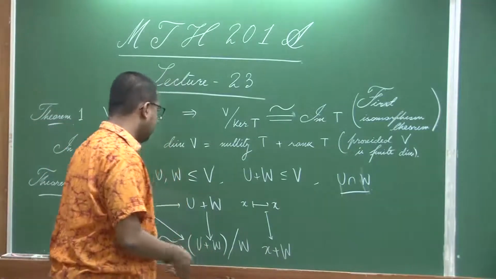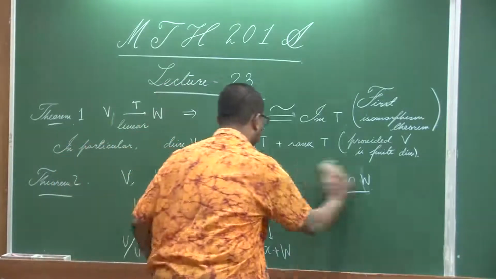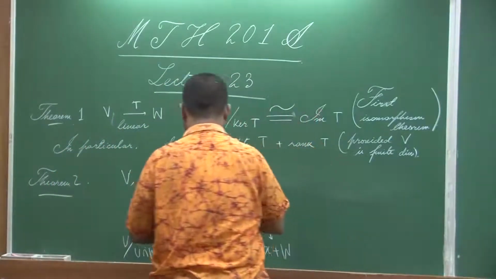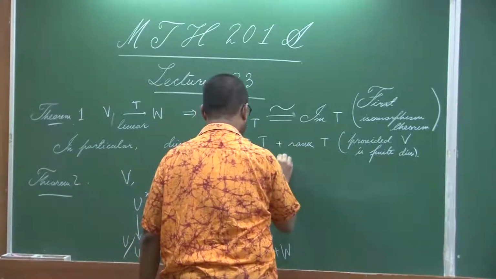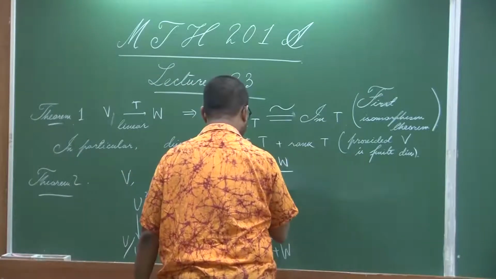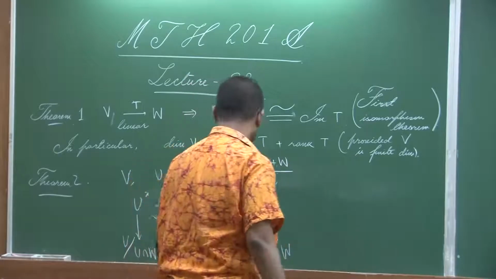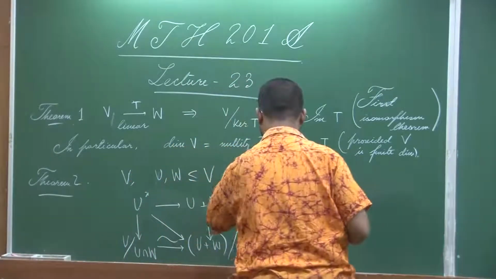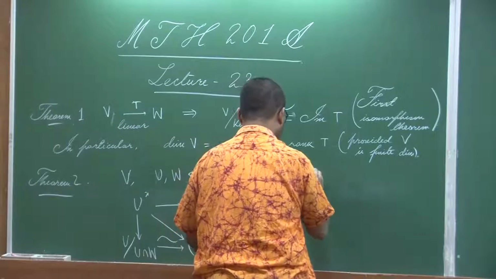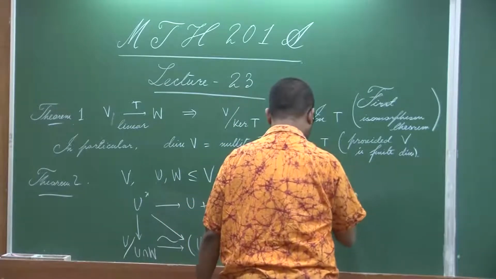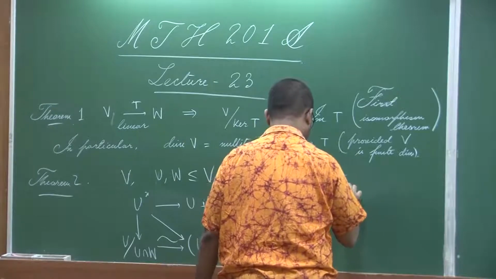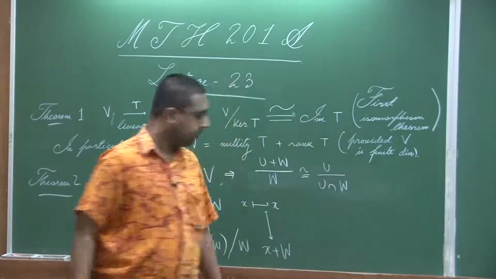So, the theorem that we have proved is the following. Let V be a vector space. Then u plus w modulo w is isomorphic to u modulo u intersection w.